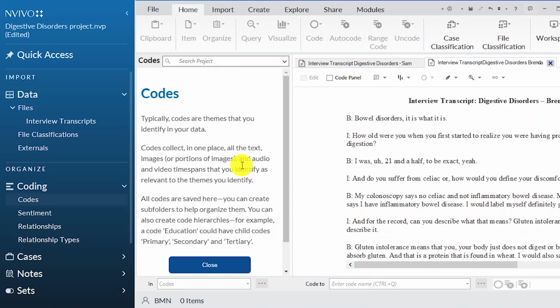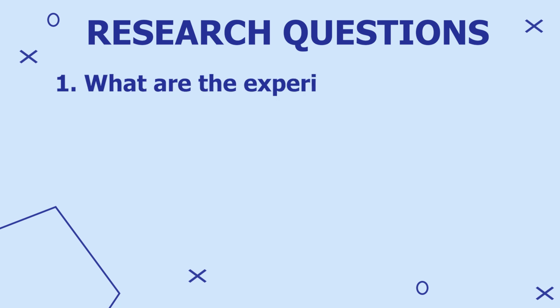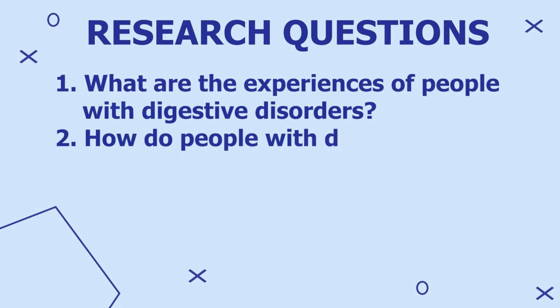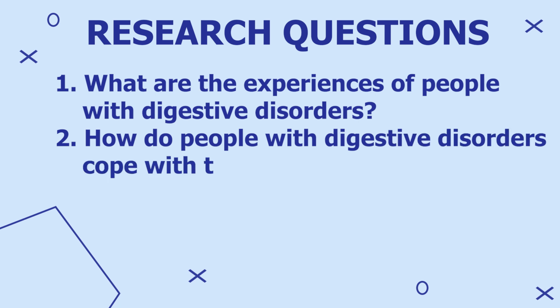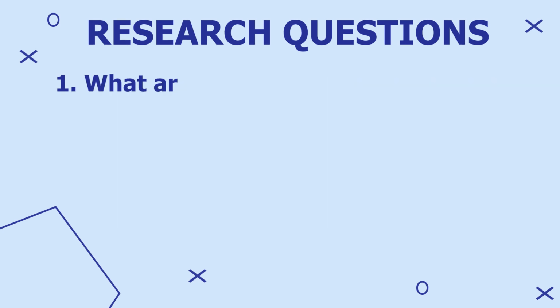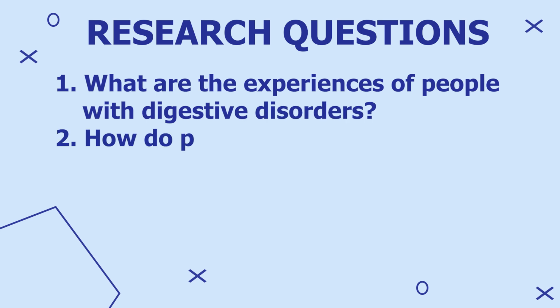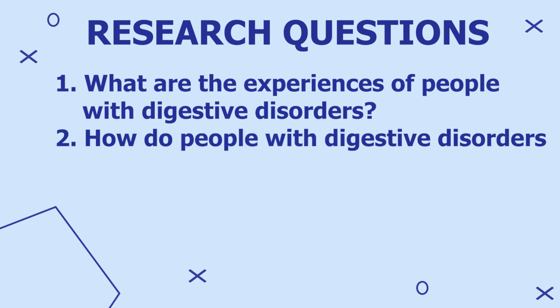We want to determine the primary themes that we will use to code our data. In this case, the primary themes are evident because we have research questions that we want to focus on. So the research questions that you want to answer in your study will form the primary themes when coding the qualitative data in NVivo 14. In this case, the two main research questions that will be considered in the coding process include: what are the experiences of people with digestive disorders? And the second question is, how do people with digestive disorders cope with them?